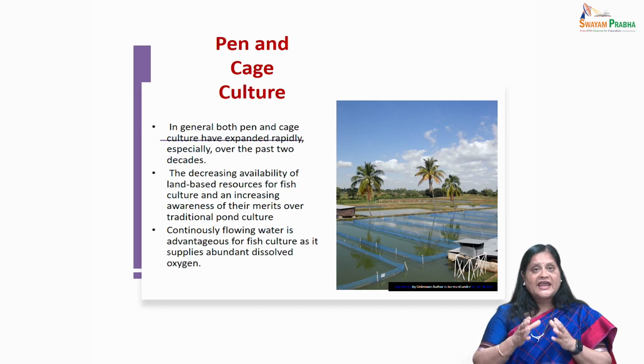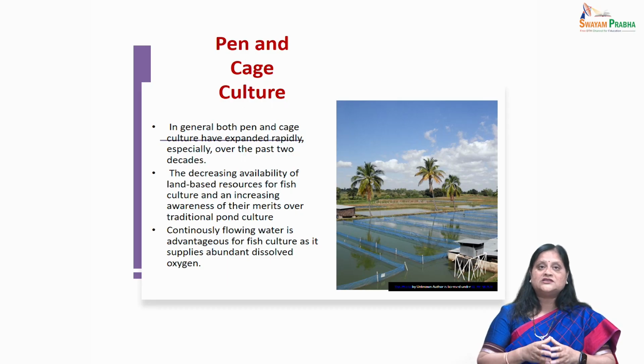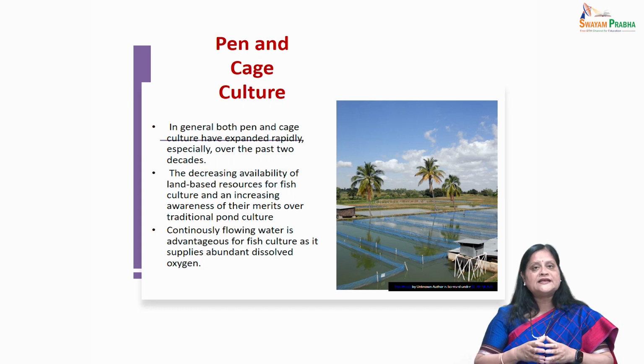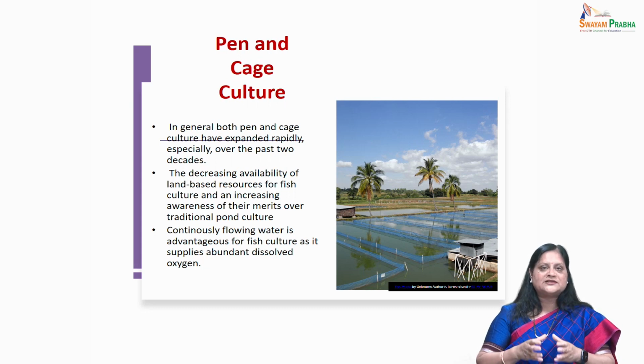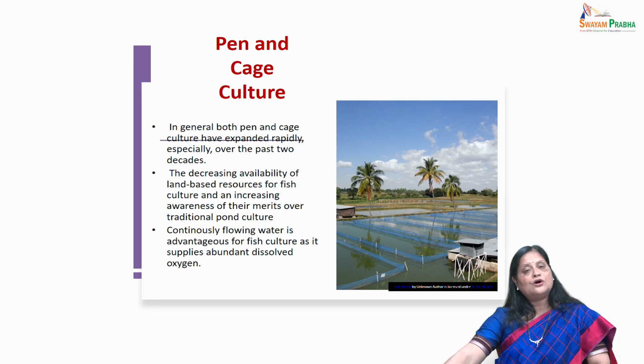Pen and cage culture. In general, both pen and cage culture have expanded rapidly, especially over the past 2 decades, due to the decreasing availability of land based resources for fish culture and increasing awareness of their merits over traditional pond culture. Continuously flowing water is advantageous for fish culture as it supplies abundant dissolved oxygen.